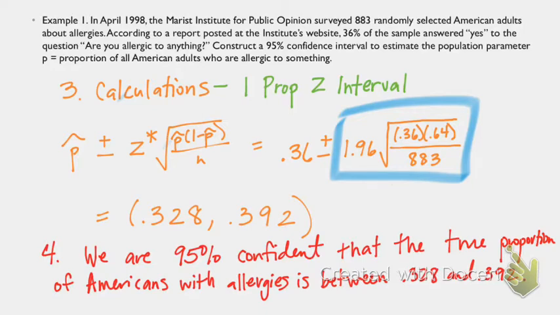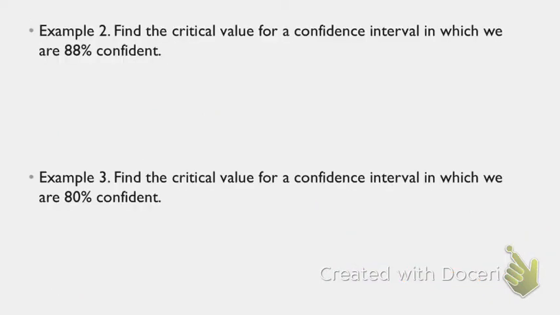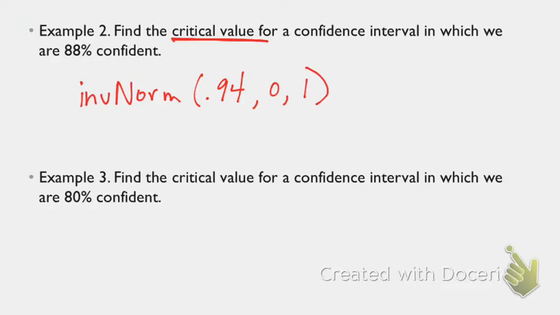So next example, we're just finding the critical value. We just change inverse norm. What's 88 to 100? 88 plus 100 is 188. Divide that by 2. What about for 80%? What would go in inverse norm? 90. Good.